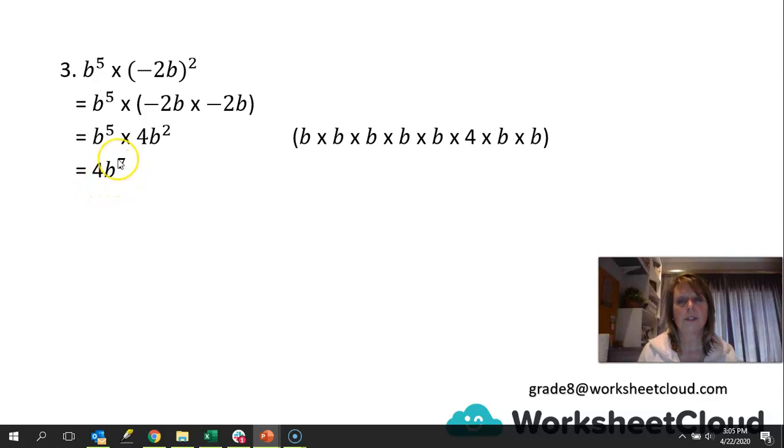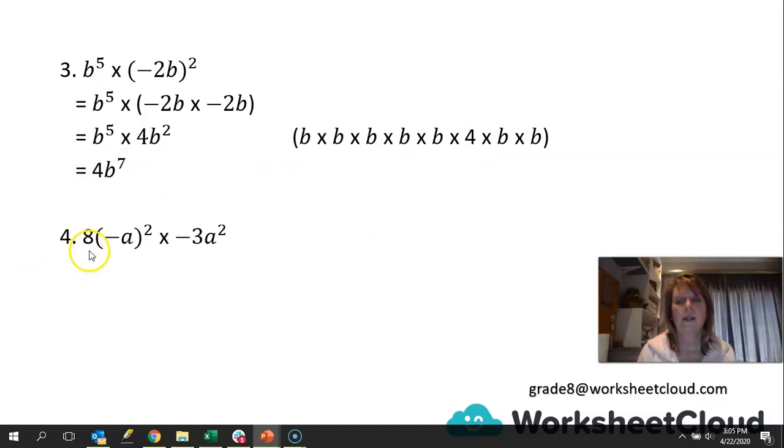Remember, that's what an exponent is. It's how many times the variable, or the expression, has been multiplied by itself. In this case, it is b's that have been multiplied by themselves 7 times and times by 4. So it's 4b to the 7.